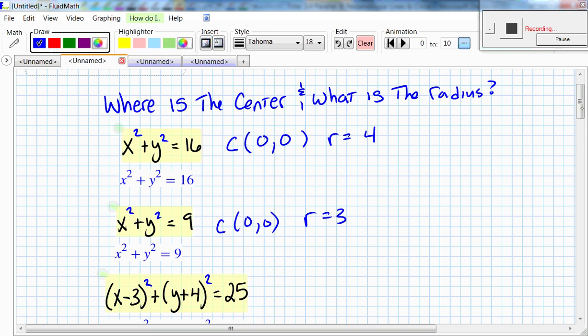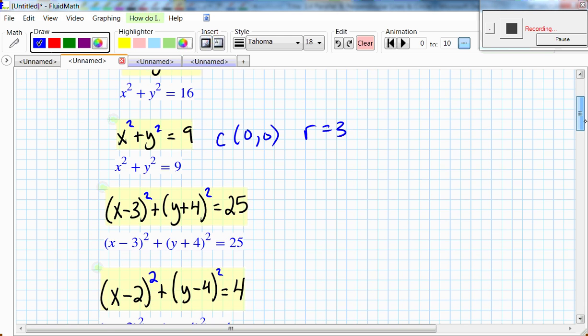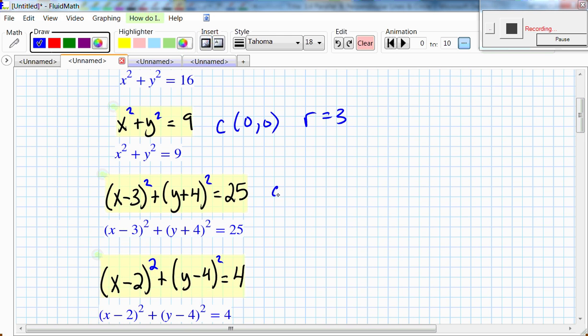Good. Very good. What's the center for this one? Center for this one is what? Oh, no. It's at 3, negative 4. Oh, wait. Why is that? Because that's a minus sign in there. And what's the radius? 5. Good. So I'll prove this one to you.